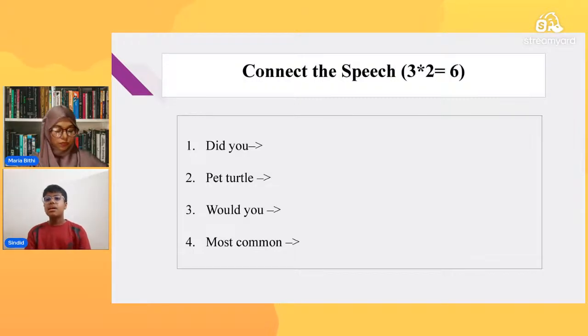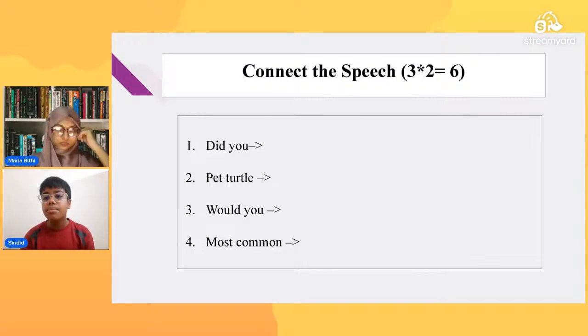Okay, miss. Number one, did you. Sometimes one word ends with a consonant, and the next one also starts with a consonant. It usually happens with D, T and U, Y, so then we make a j sound, such as did you. Next, pet turtle. If we connect it, it becomes pet turtle. This is the rule of geminates: when two similar consonants join together, then one sound vanishes.